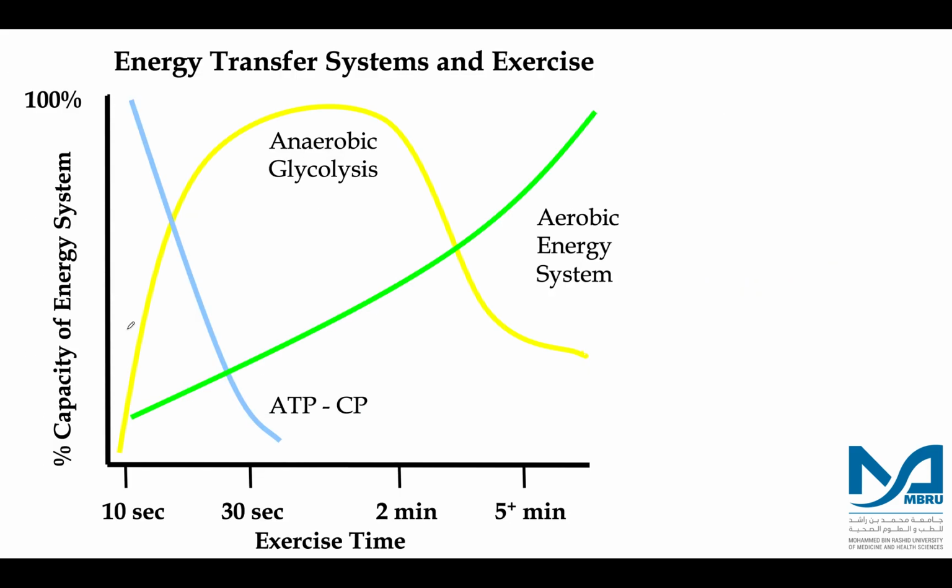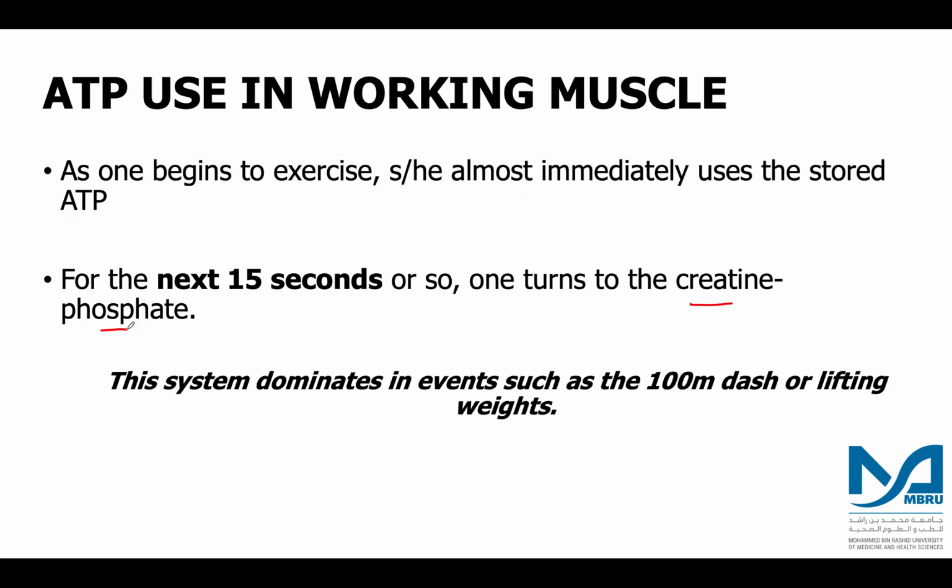That's the reason when I wrote it here, I wrote ATP-CP. So the ATP creatine phosphate system sustains the muscle for approximately 30 or 40 seconds. As I mentioned there, I wrote this particular message for you. This system dominates in events such as the 100 meters dash or lifting weights. So in the 100 meters dash, you require a short but high spurt of ATP. And in lifting weights, there is a particular event in the Olympics, you may have watched it. It's called the snatch.